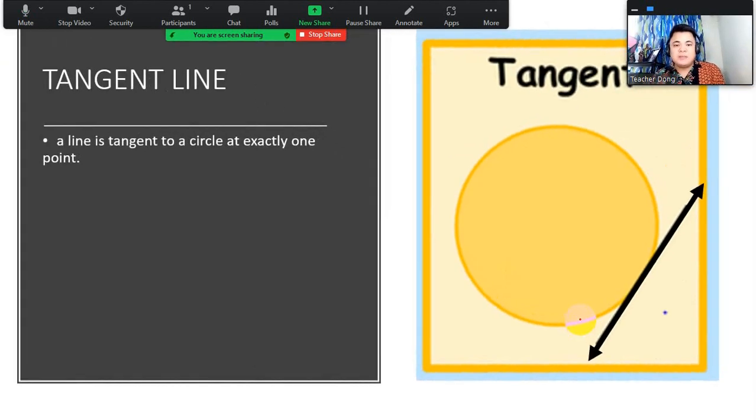Now, let's talk about the tangent line. A tangent line is a line that touches the circle at exactly one point, just like what you are seeing in the illustration. If this is point A, it touches the circle at exactly one point. You can name a line using a small letter, or if there are 2 points, in this case we can name this either line L or line AB, or BA. So a tangent is the only line that touches the circle at exactly one point. Please remember and take note of that because there are 2 lines that we're going to talk about in a circle.